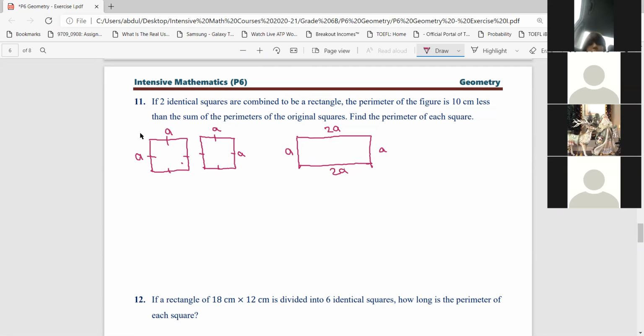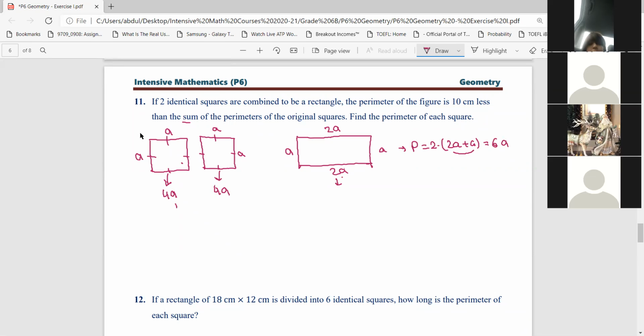Now in the question, it says that the perimeter of the figure, I mean, we are talking about this rectangle, is 10 centimeters less than the sum of the perimeters of the original squares. What is the perimeter of this square? It is 4 times A, right? A plus A plus A plus A, 4A. What is the perimeter of this square? It is 4A. And the perimeter of this rectangle is 2 times length plus width, 2 times 2A plus A. And what is 2A plus A? It is 3A. 2 times 3A, that is 6A.